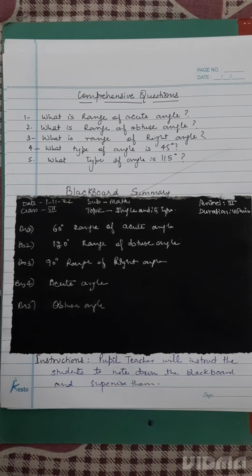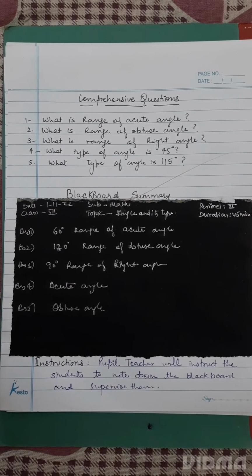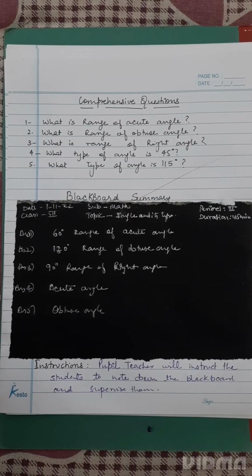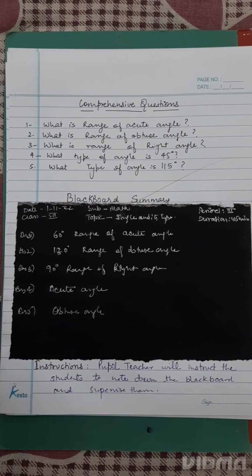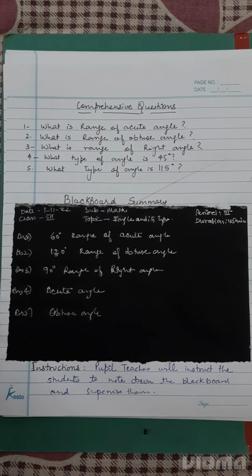The first question is, what is the range of acute angle? Second question, what is the range of obtuse angle? Third question, what is the range of right angle? Fourth question, what type of angle is 45 degree? And fifth question, what type of angle is 115 degree?